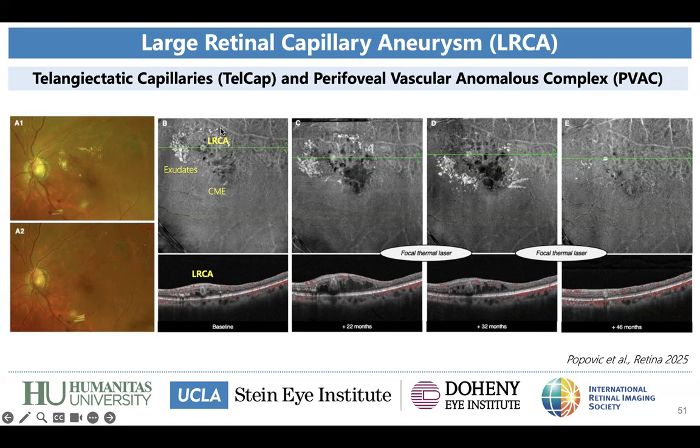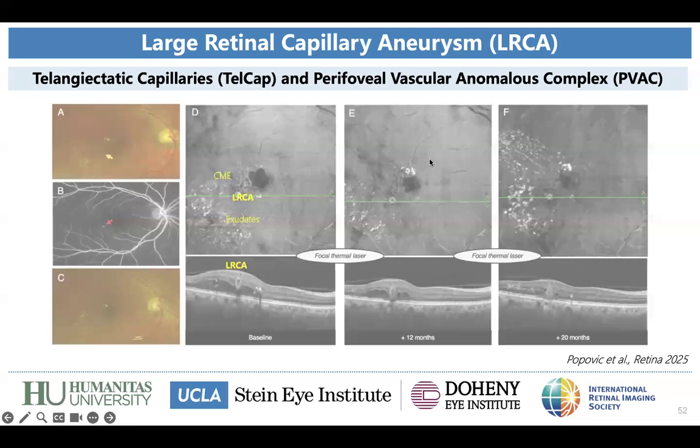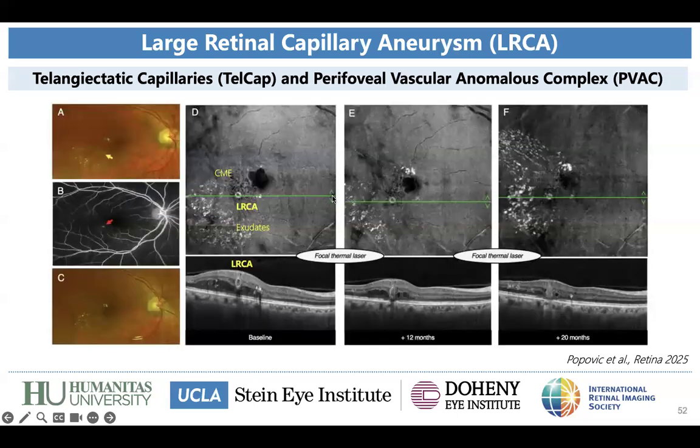But in these examples, you can see the presence of this hyperreflective ring with a hyperreflective lumen, the presence of hyperreflective exudate and CME, and the resolution of all these lesions after 2 sessions of macular laser. And this is another example showing similar images.